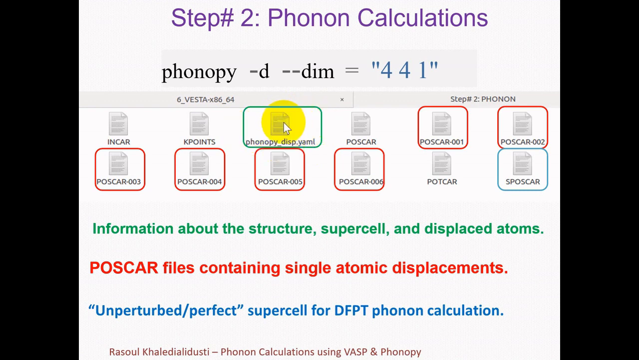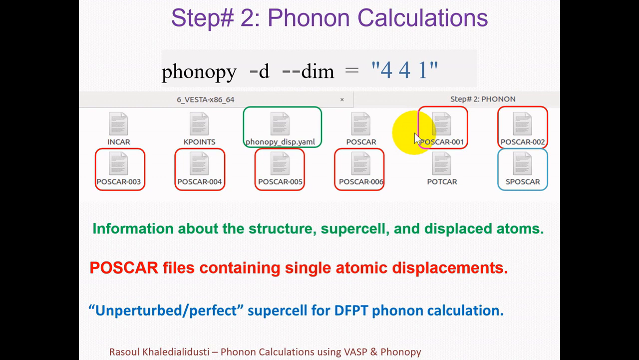atoms in this file. As you can see, 6 POSCAR files are created: POSCAR-1, 2, 3, 4, 5, and 6. These files contain single atomic displacements. You can visualize them, for example, using VESTA software to get a better feel for the concept of a single atomic displacement. In each of these files, one atom is displaced from its equilibrium position.